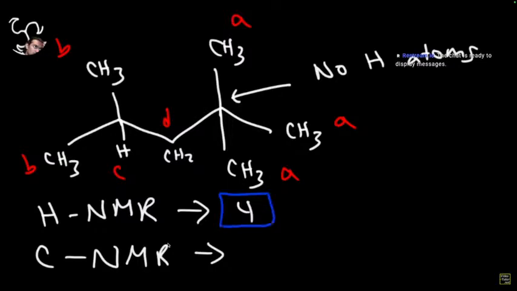Now, we do have a carbon atom here, so I'm going to use a different color. For the C-NMR spectrum, that's going to be basically signal E. So we should have a total of 5 signals in the carbon-13 NMR spectrum.